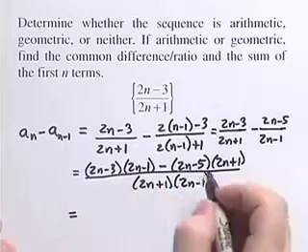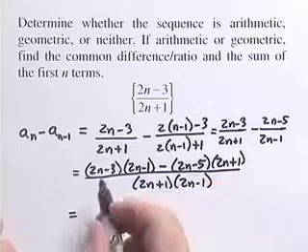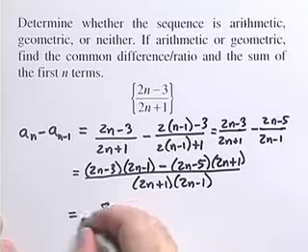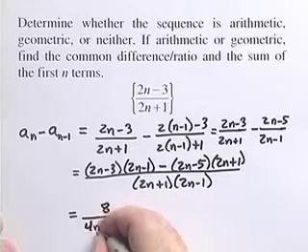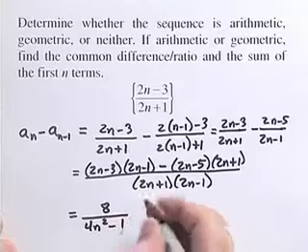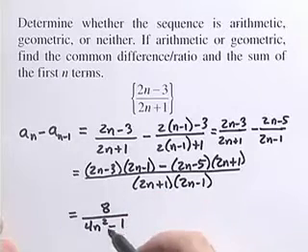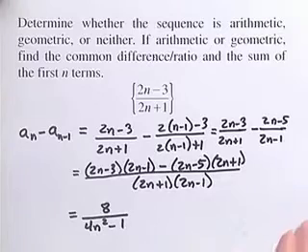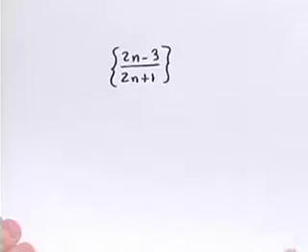If we do the multiplication and simplify this, we'll see that the difference between the consecutive terms is equal to 8 divided by 4n² - 1. This is not a constant, and so we can say that this sequence is not arithmetic. Next, we're going to check to see if the sequence is geometric.